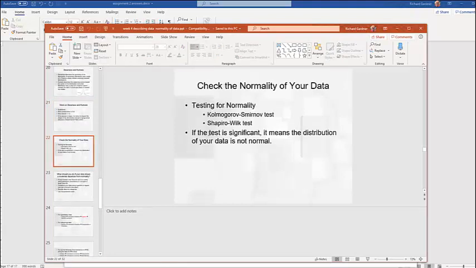So testing of normality, this is the main one we use. We did that already, right? If it's significant, in other words, if that sig value is less than 0.05, that means the data is not normal. You violated the assumption of normality.